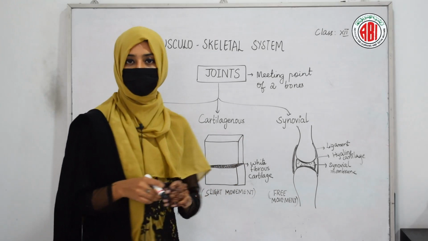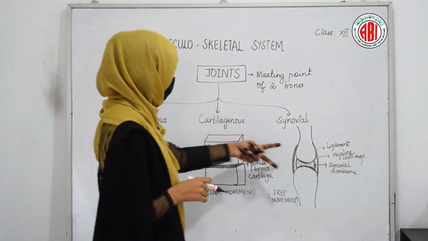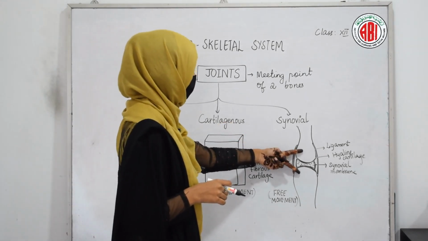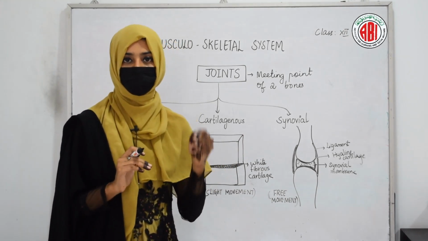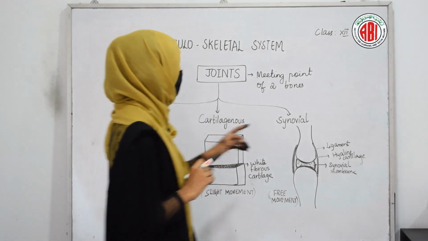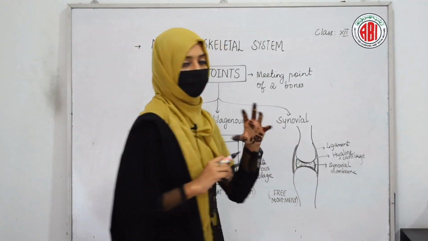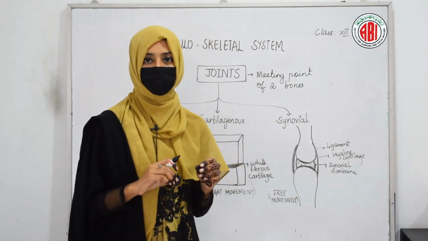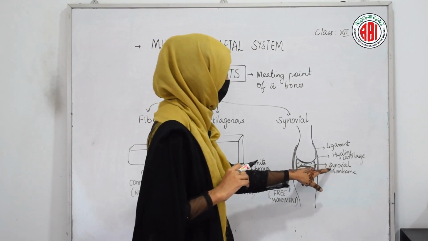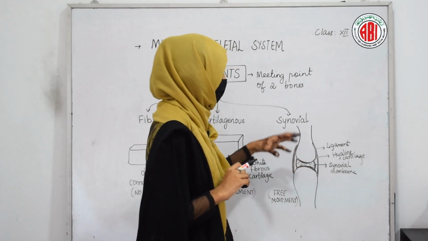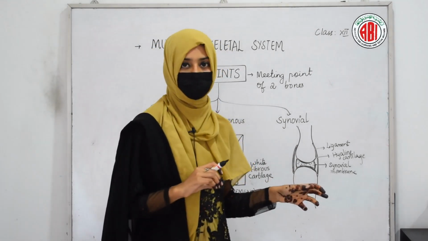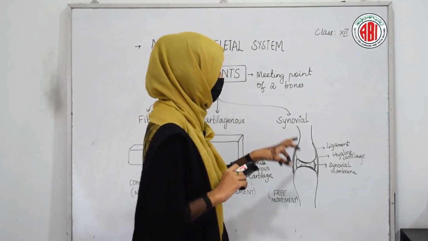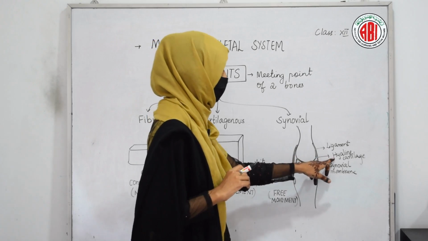The next one is the synovial joint. The two bones can be attached to each other with the help of a fluid. A fluid is present in between the two bones, and we call that fluid synovial fluid. And around that fluid a membrane is found. That membrane is named the synovial membrane, and then the synovial membrane is again surrounded by cartilaginous tissue that is called hyaline cartilage.